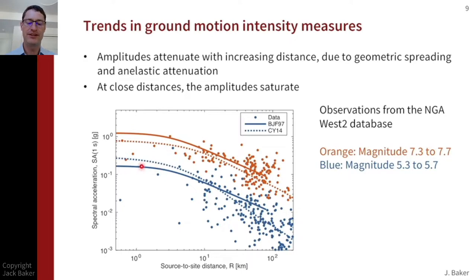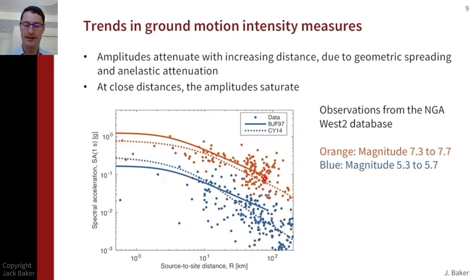So we have this kind of distance saturation that's well constrained empirically and related to the geometry of the ruptures. Okay, so those types of effects are reflected in these ground motion models. You can see a reasonable agreement between the two model predictions in this slide.